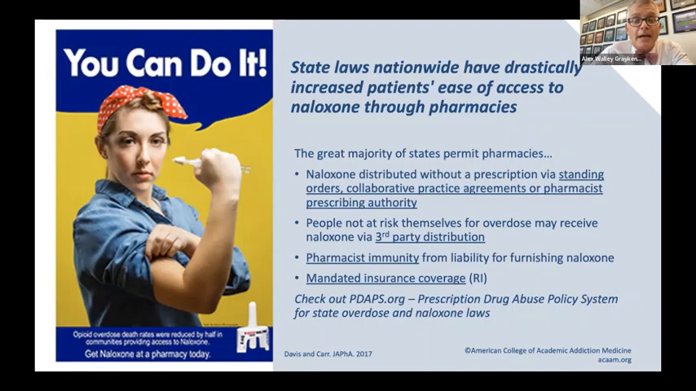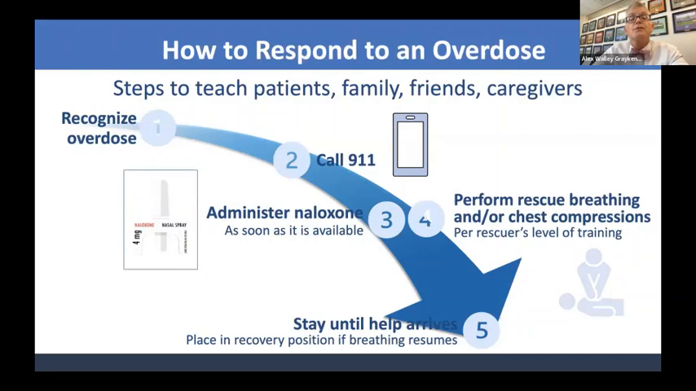This is unique among medications that we prescribe as addiction specialists. Usually we're prescribing to people who are actually going to take the medication. But in the case of naloxone, we actually many times want to be prescribing to the person who's going to administer the medication. And that's typically not permitted, but with naloxone in many states, it is permitted. That's called third-party distribution. Pharmacists are immune from liability for furnishing naloxone, and in some states, like Rhode Island, there's mandated insurance coverage. It's on the formulary, by the way, in many Medicaid programs, including Massachusetts.